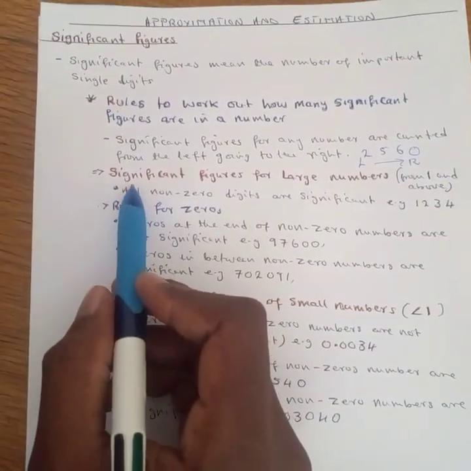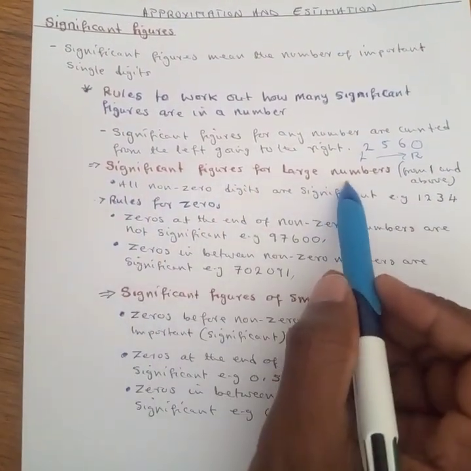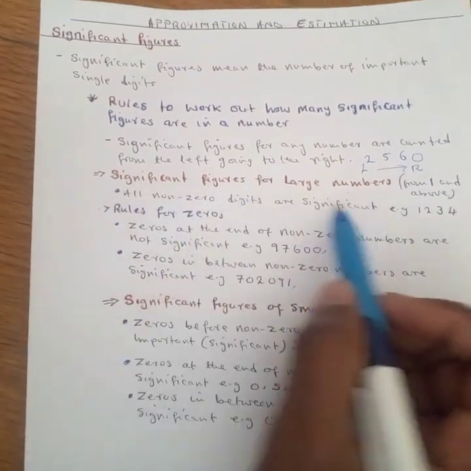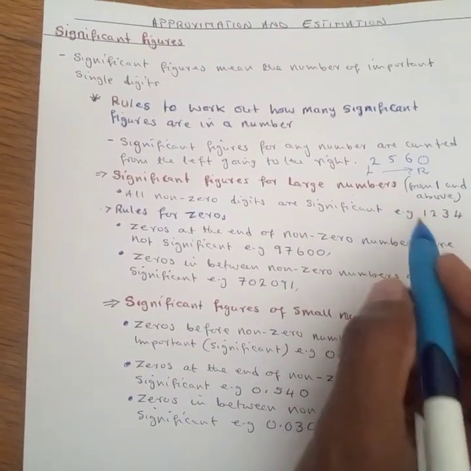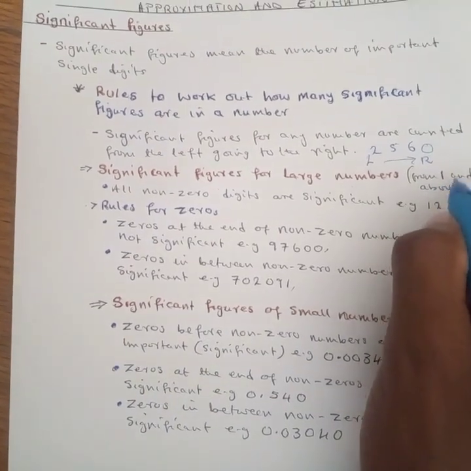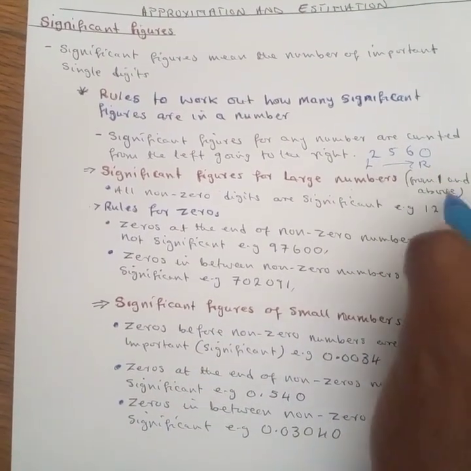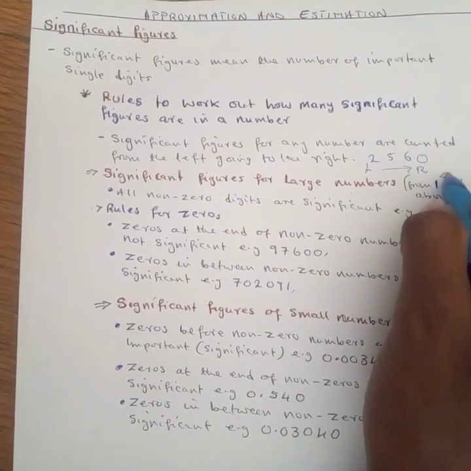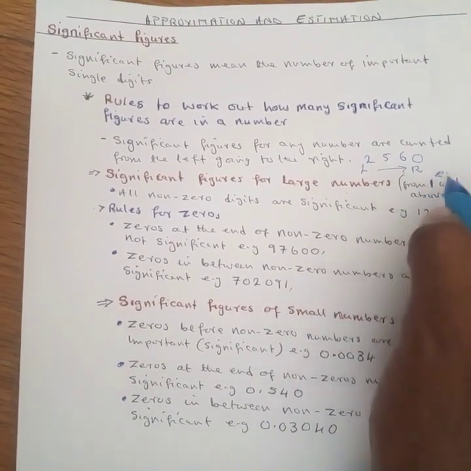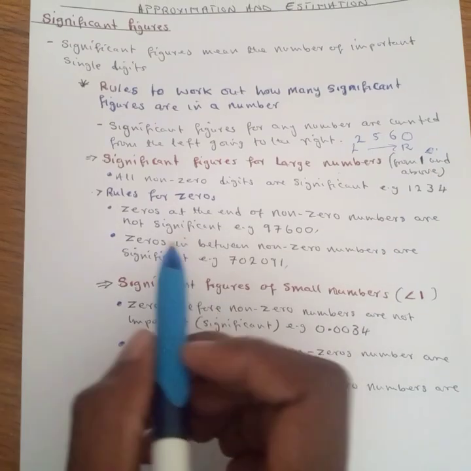Then the second one, significant figures for large numbers. Now, when we talk of large numbers, we are simply talking of numbers that are greater than 0, meaning 1 and above.